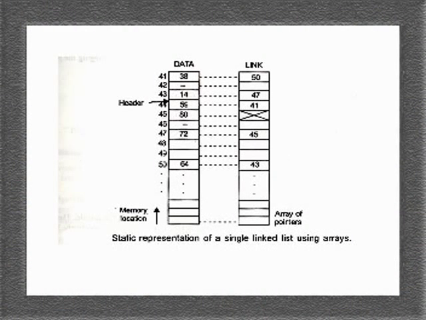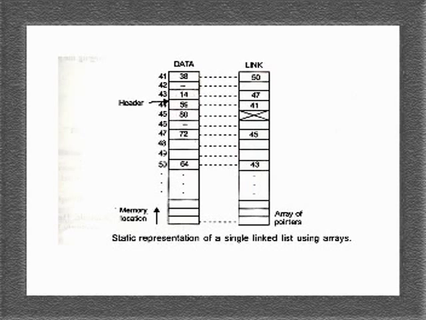Static representation using arrays. To represent a linked list using arrays, we should have two arrays. One is for data and another one is for addresses. The only condition here is both arrays should have the same size. Here a single linked list is represented using arrays. One array contains data and another array contains the address of the next element.